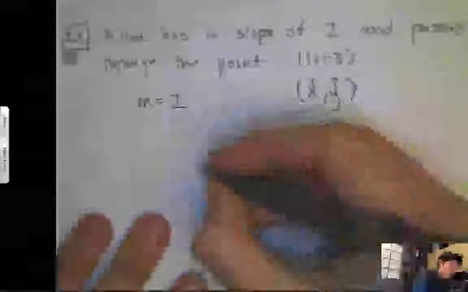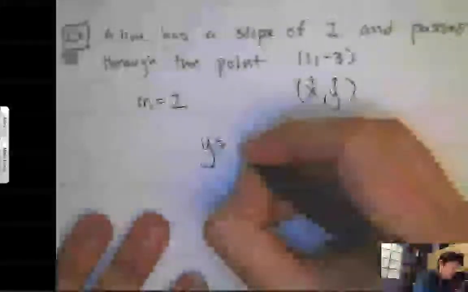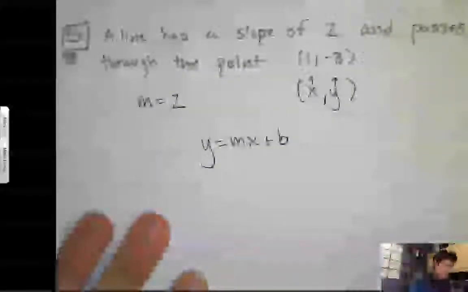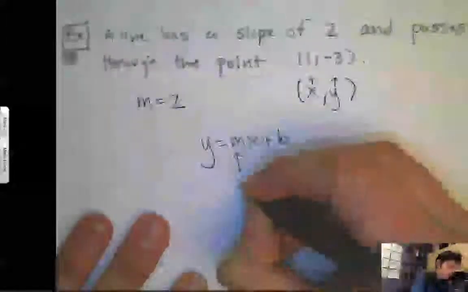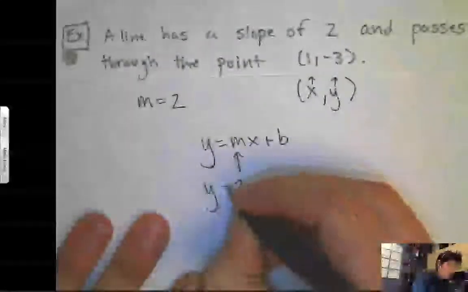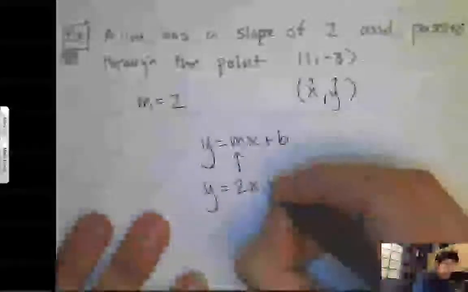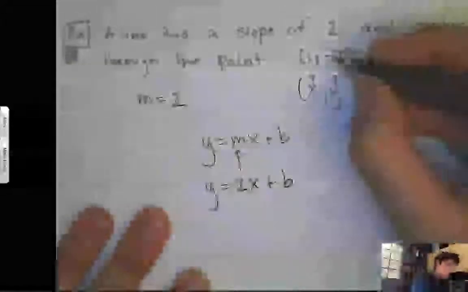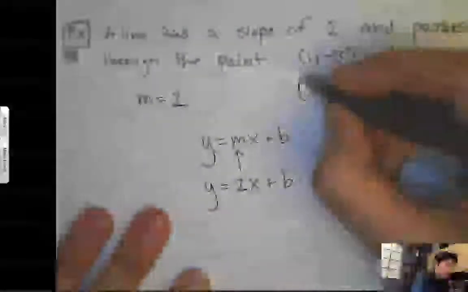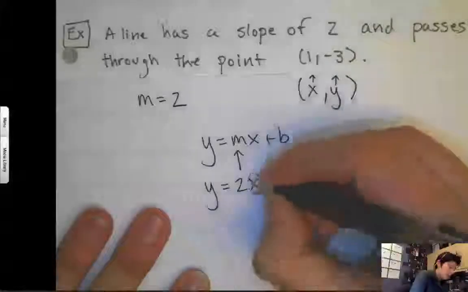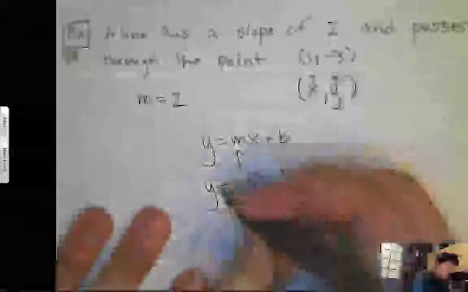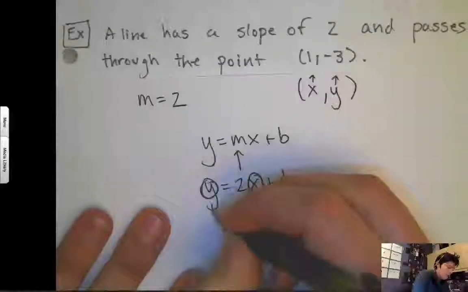So what I'm going to do is write my equation, y equals mx plus b. I don't know what b is yet, but we're going to figure it out. I do know what m is. M is 2. My slope is 2, so I have y equals 2x plus b. I don't know b. But to figure this out, now that I have these x and y numbers I can work with, if x is 1 on the line, then I'll put a 1 here. And if y is negative 3, then I'll put a negative 3 there.